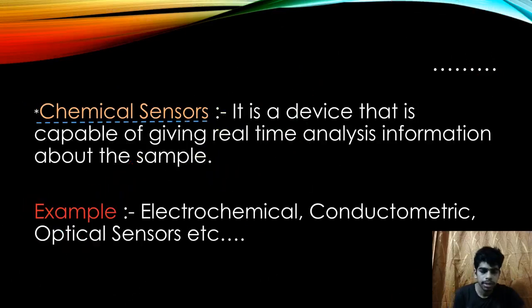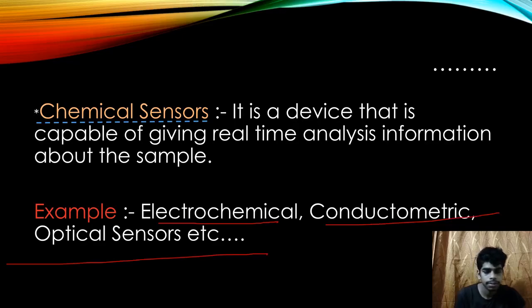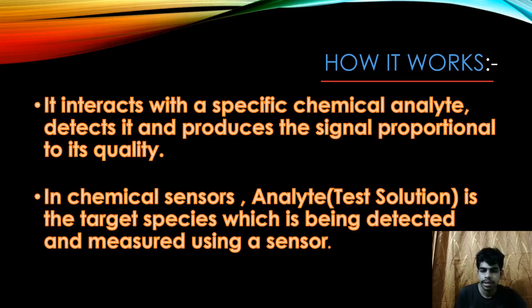So chemical sensors. What is a chemical sensor? It is a device that is capable of giving real-time analysis information about the sample. For example, you can see here electrochemical, conductometric, optical sensors, etc. So let's see how the chemical sensor is going to work. It interacts with a specific chemical analyte, detects it, and produces a signal proportional to its quantity. So in chemical sensors, the analyte, the test solution, is the target species which is being detected and measured by using the sensor.